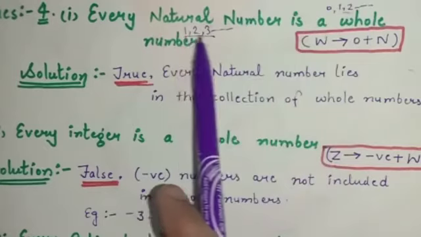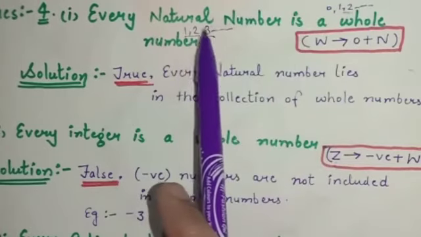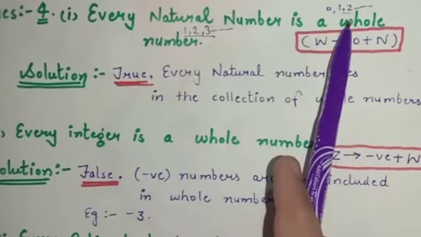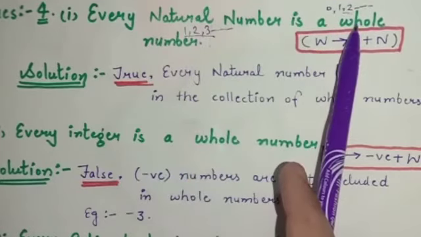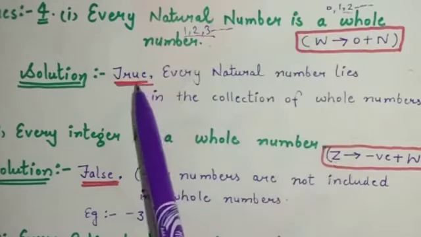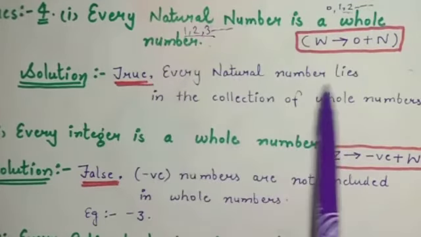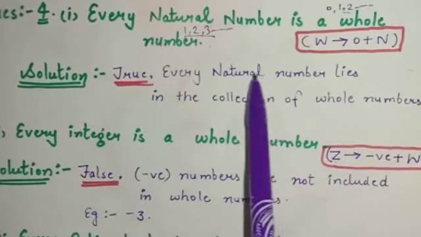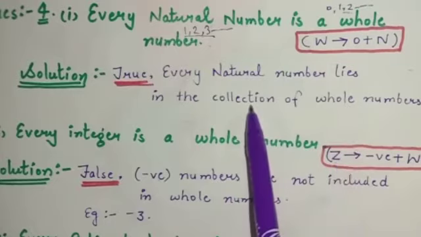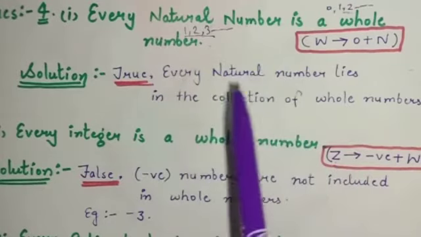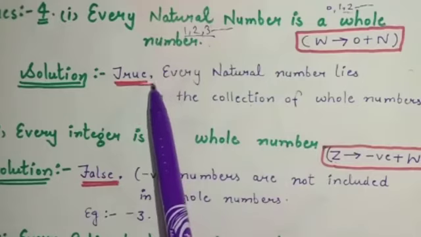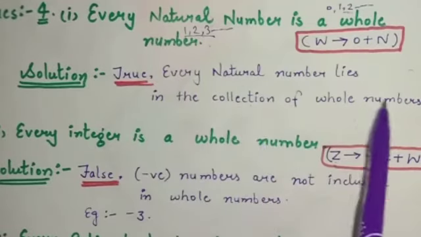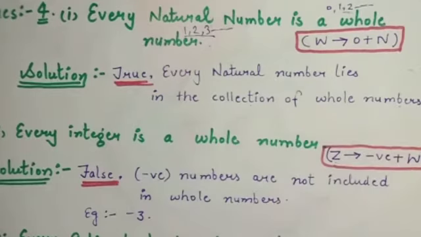Means जो natural numbers के counting numbers हमारे पास होते हैं, they all exist in the whole numbers too. वो सभी numbers whole numbers में होते हैं. Okay, so that's why we just write true, because every natural number lies in the collection of whole numbers. क्योंकि natural numbers जितने भी होते हैं वो सभी whole numbers के collection में exist करते हैं. So that would be your first answer, that it would be true because every natural number lies in the collection of whole numbers. Okay, got it?